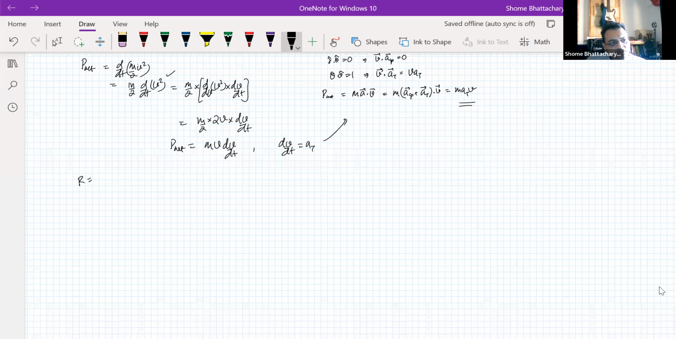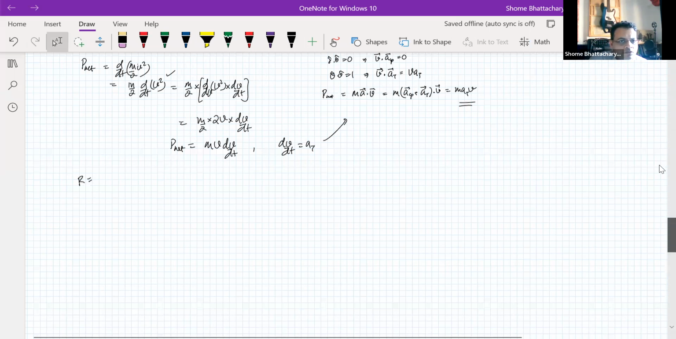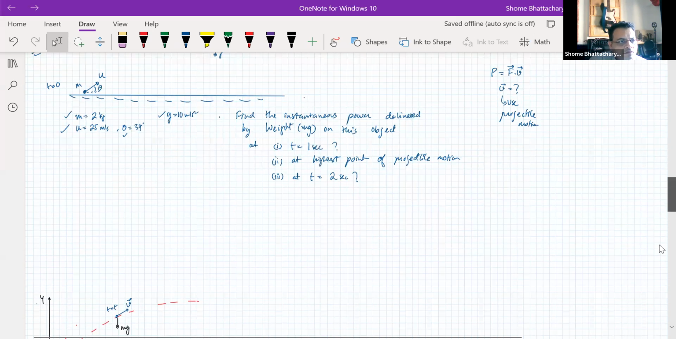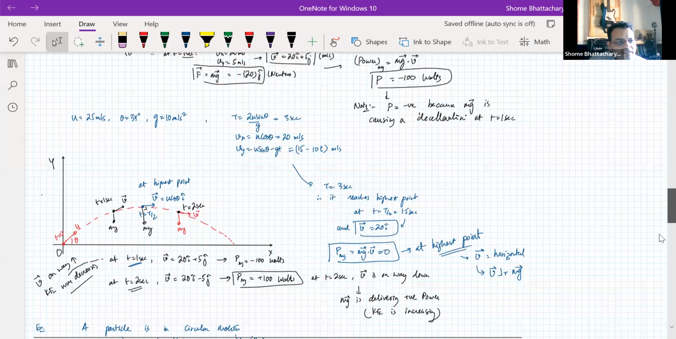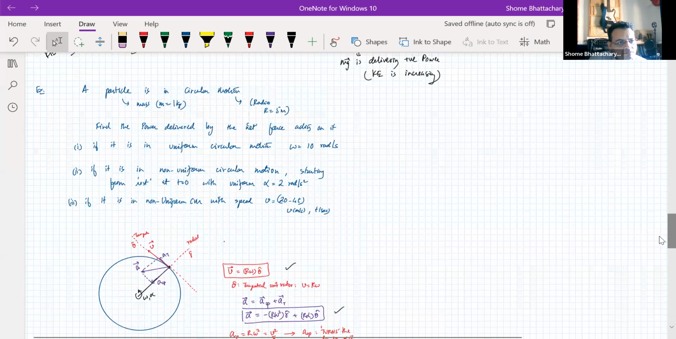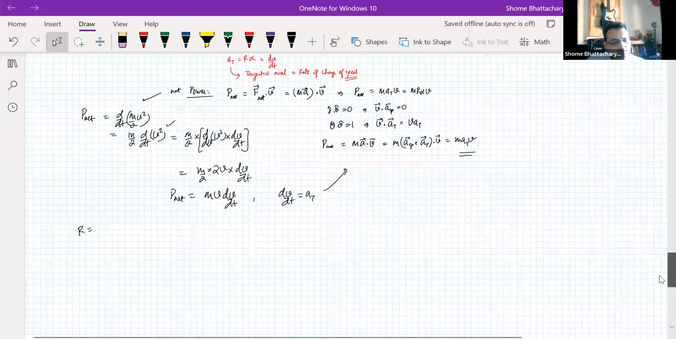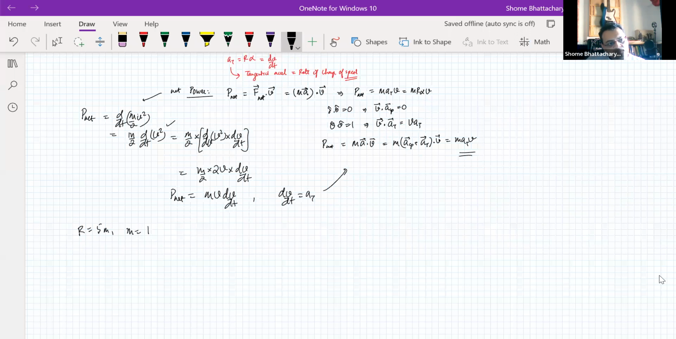So the radius of the circular motion, let's just go back to all the data that was given. The mass of the particle doing circular motion was listed as 1 kg, the radius was 5 meters. In the first case, we had a uniform omega of 10 radians per second.